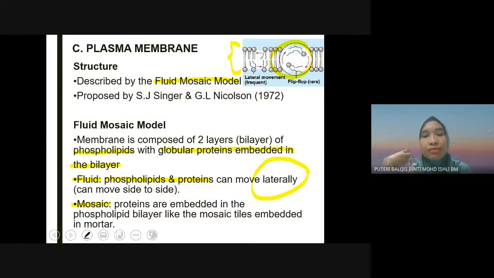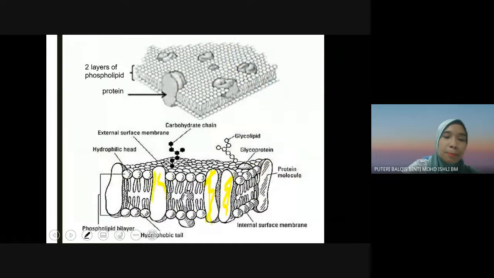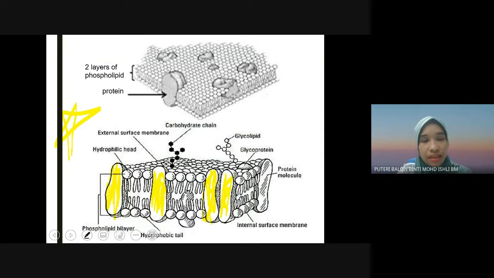Mosaic, what is meant by mosaic? Refer to proteins are embedded in the phospholipid bilayer, like the mosaic tiles embedded in the mortar. Mosaic refer to proteins embedded in the phospholipid bilayer. Ini maksudnya mosaic. Of course, you need to remember this one. You need to remember the diagram of plasma membrane.